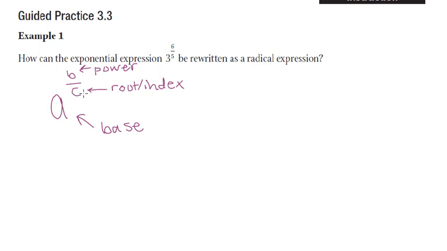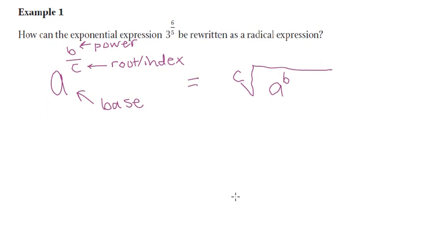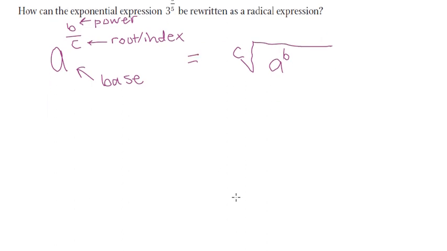And then c is going to be your index, right there on your radical. And then you're going to have a to the power of b. That's basically the form that we're going to be working in right now for how to convert these fractional exponents into radicals.